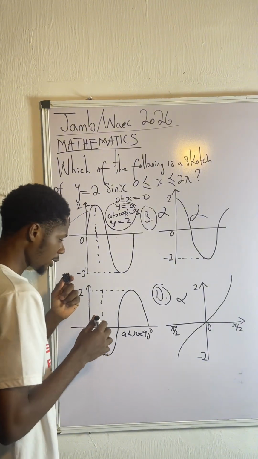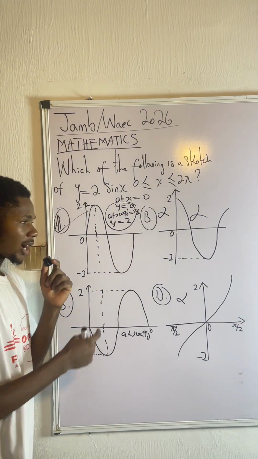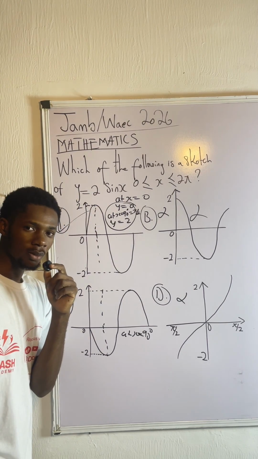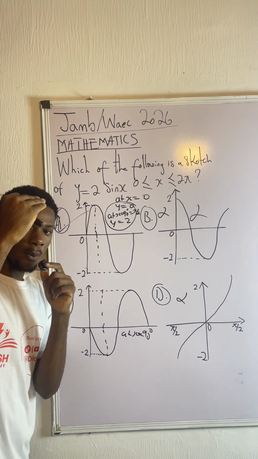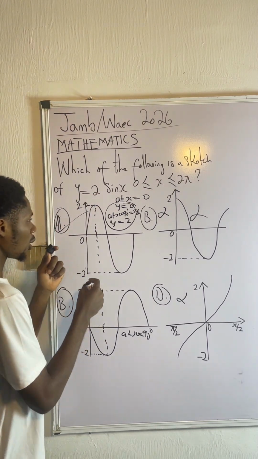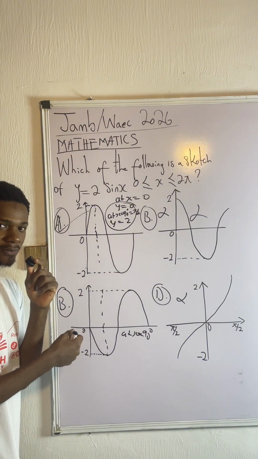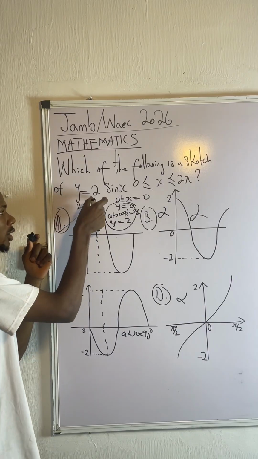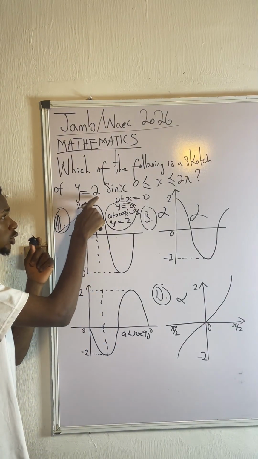Now we're left between these two. Looking at this without solving, I can pick A as my answer. Why? Because this here is called the amplitude. Amplitude is the maximum point that a wave can reach, right? Now, for this graph we are seeing, the maximum point it can get to is 2.